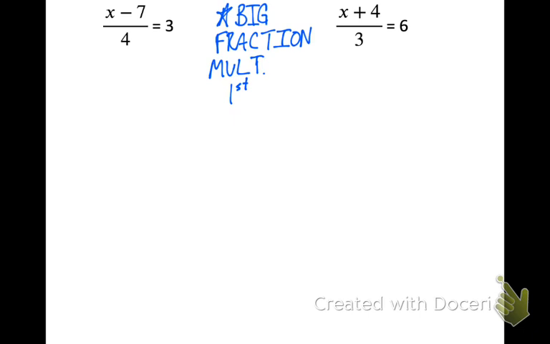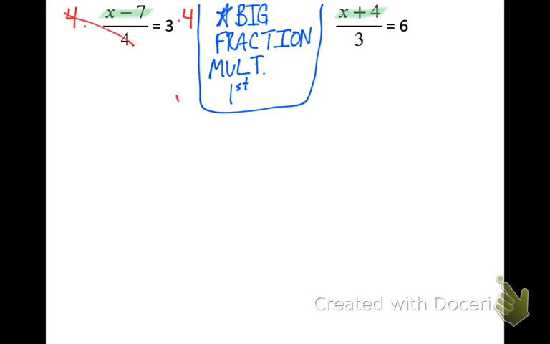And with both of these, what I mean by big fraction is there's not just one thing in the top of the fraction or in the numerator of the fraction. I've got x minus 7 all divided by 4. I've got x plus 4 all divided by 3. So if you compare it to the fractions in the top 2 rows of problems, you see that's a bigger fraction, it's a wider fraction. And so whenever that happens, I have to get rid of my fraction first. To get rid of the fraction, I always multiply by whatever's on the bottom. So here I can multiply both sides by 4.